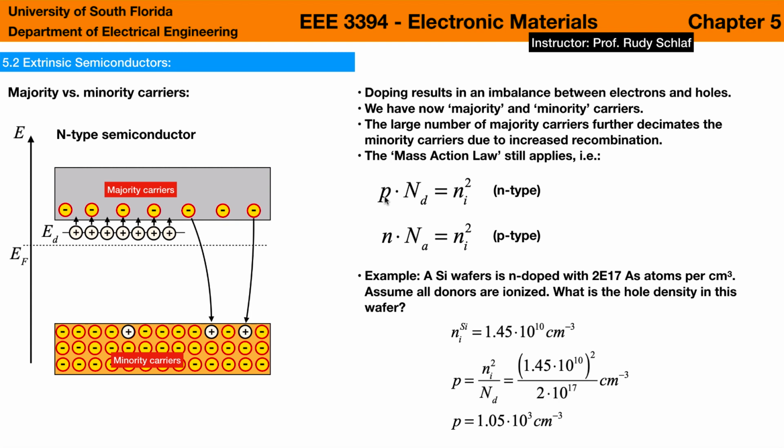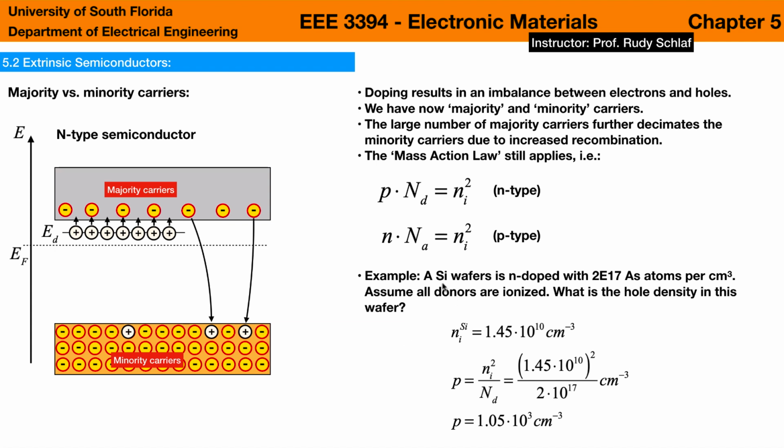So for the case of an N-type material, we have now P times the donor concentration, because at room temperature they are mostly ionized. We can replace N with N_D, and that must still be equal to the intrinsic carrier concentration squared. In the P-type material, we have N times the acceptor density, which is equal to the intrinsic carrier density squared. Let's do an example.